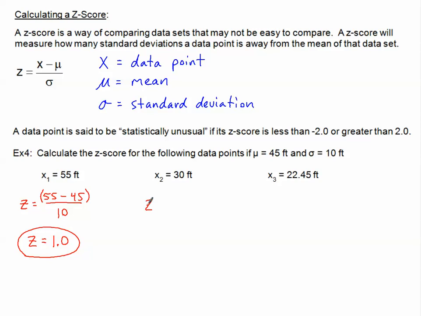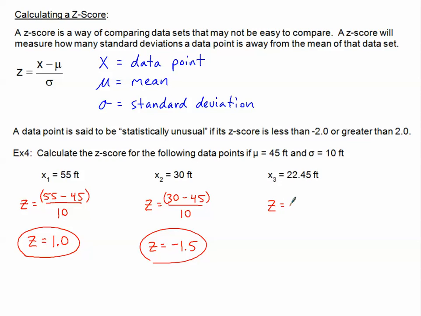Okay, let's calculate that. The z-score will be our data point, 30, minus our mu, our mean, 45, divided by our standard deviation of 10. And in this case, again, make sure you have parentheses if you're going to plug it in the calculator. I can see that this is negative 15 divided by 10, which is negative 1.5. So this would be 1.5 standard deviations below the mean, below the average. And let's look at our last one, 22.45 feet.